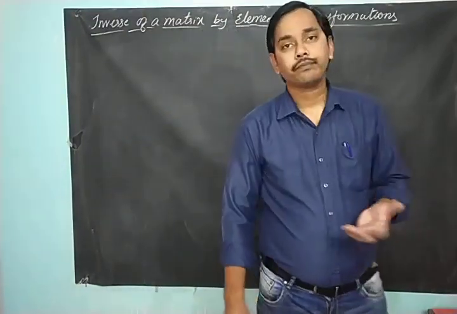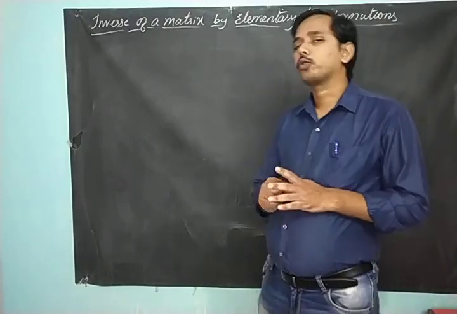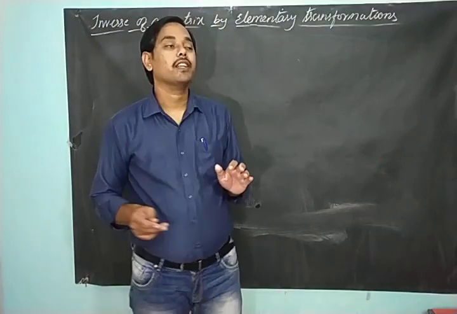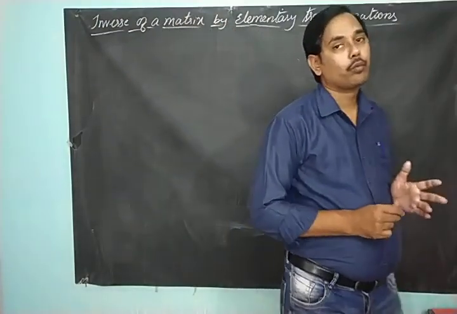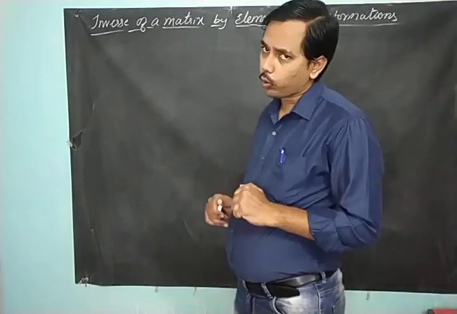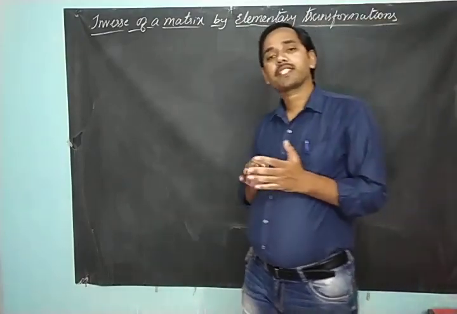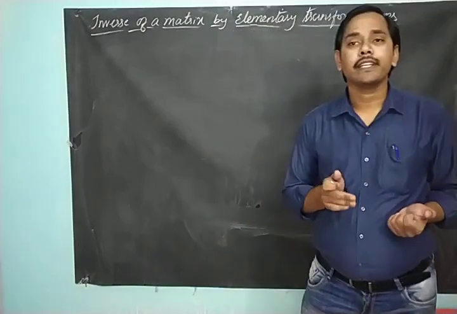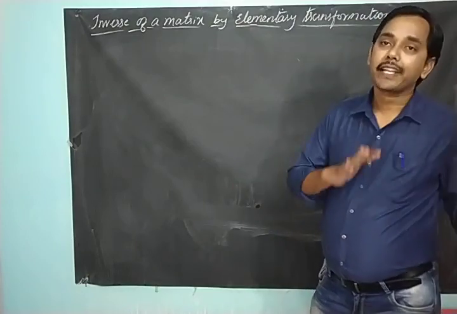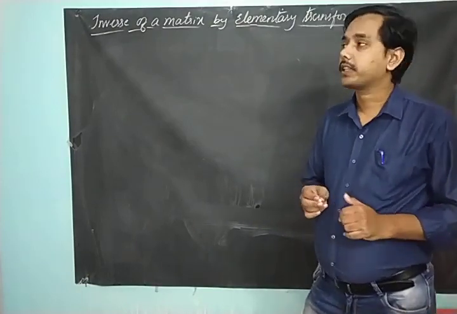What were they? The first one is interchanging of 2 rows or 2 columns. That was the first elementary transformation. The second elementary transformation was multiplying a scalar to either a row or a column. And the third one was multiplying some scalar or a non-zero constant to some row or some column and adding it to some other row or column. That was the third transformation.